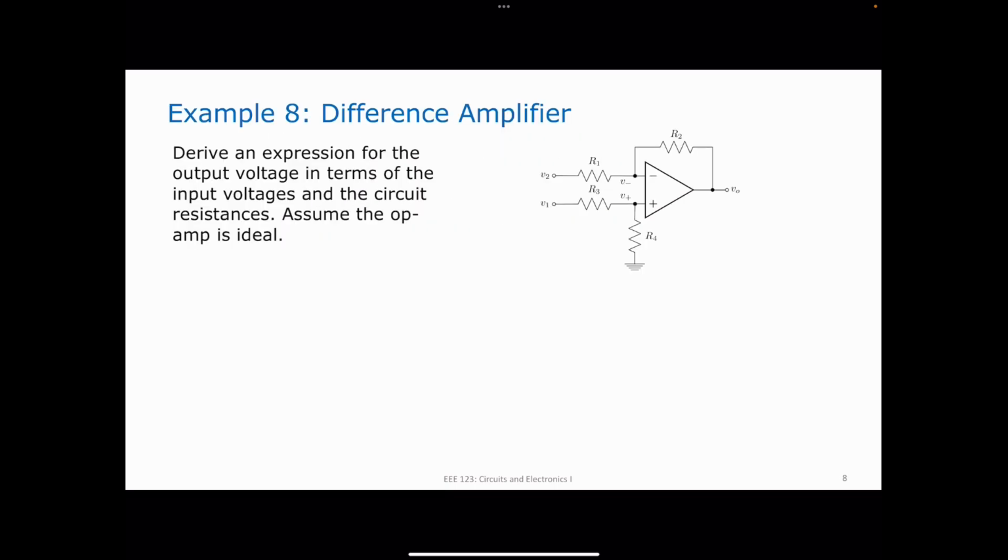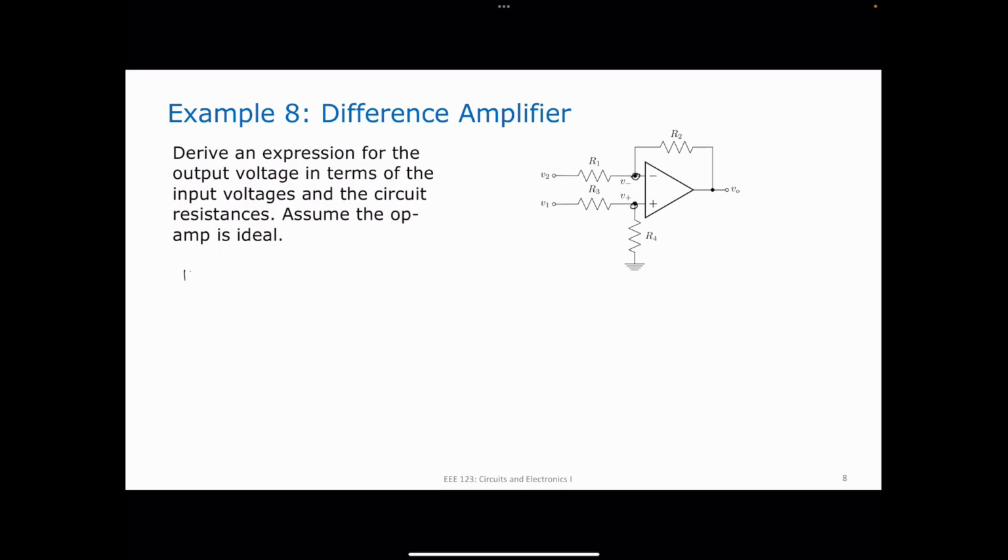So here is another circuit. This is the circuit of a difference amplifier. Derive an expression for the output voltage in terms of the input voltages and the circuit resistances. Assume the op-amp is ideal. Here again we have a case where we apply KCL twice. We apply KCL to both the non-inverting input and the inverting input.